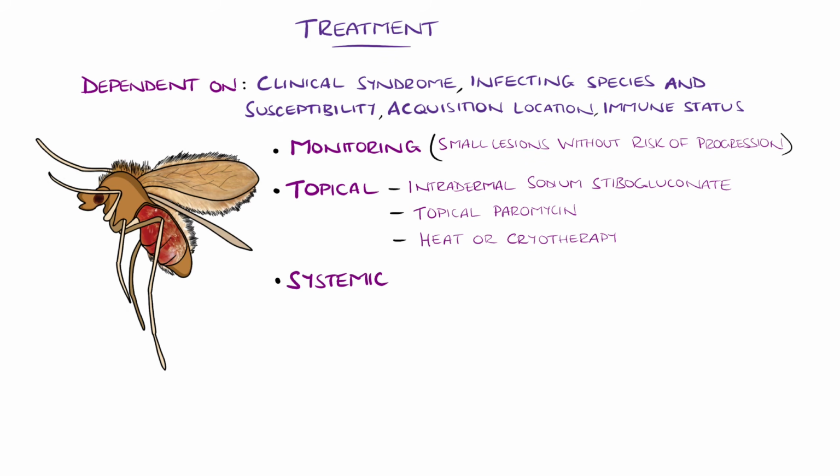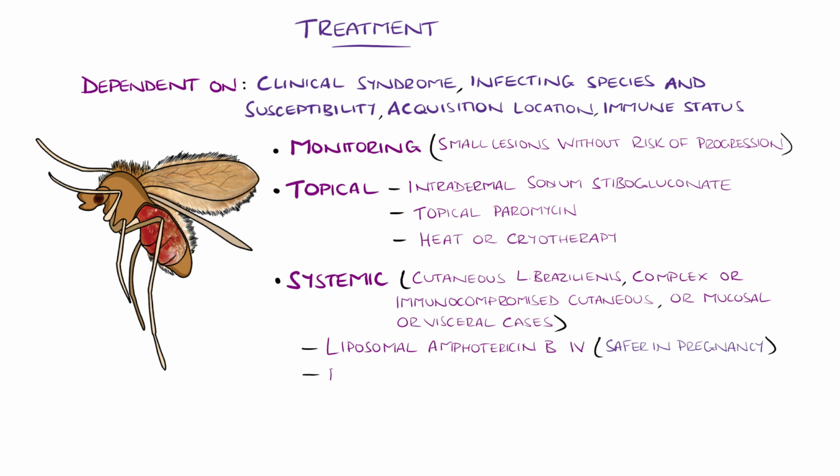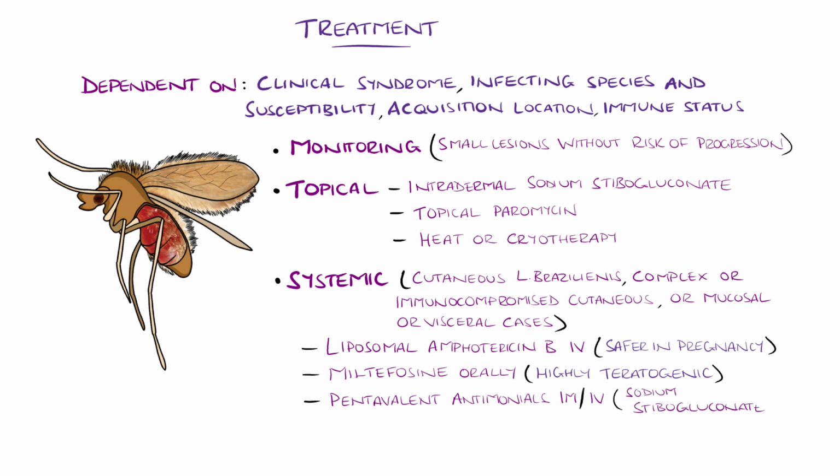Systemic therapy is indicated in cutaneous Leishmania brasiliensis complex or immunocompromised cutaneous cases, as well as mucosal or visceral cases. Options include liposomal amphotericin intravenously, which is the only treatment with safety data in pregnancy, miltefosine orally, which is highly teratogenic, pentavalent antimonials like sodium stibogluconate intramuscularly or intravenously, or intramuscular paromomycin.